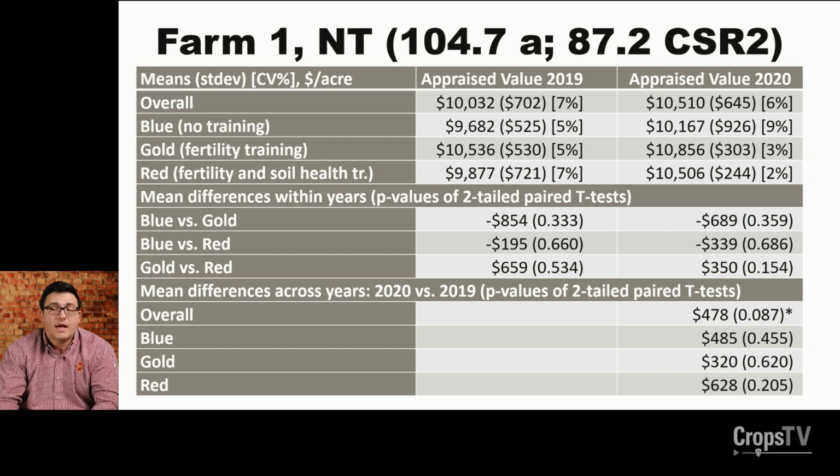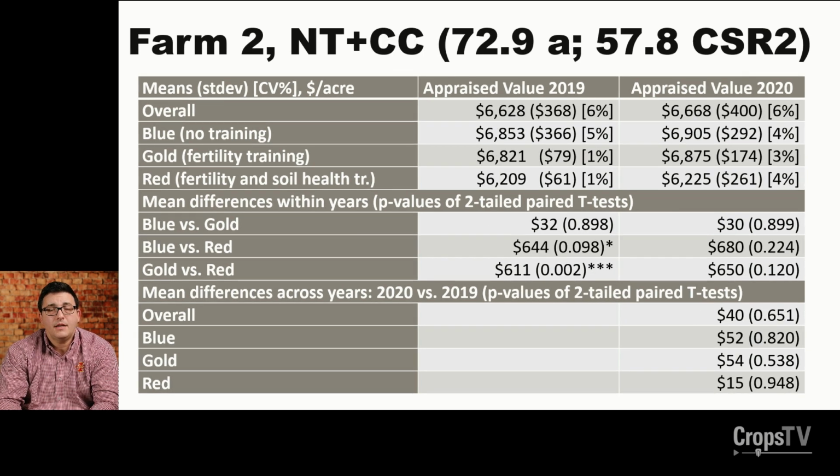And when we analyzed the differences across years for each of the teams and then for the overall results, yes, in general, the valuation in 2020 was higher than in 2019 and statistically significant only for the overall. So the overall average in 2020 was about $478 higher than in 2019 at 10% level of confidence. So that's for Farm 1. And remember, this farm was valued at about $10,500, right?